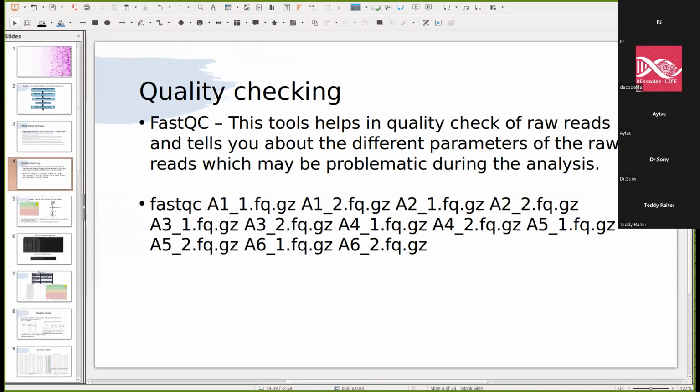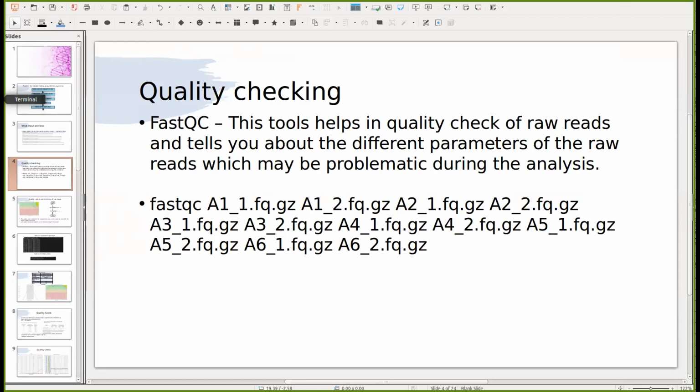Yeah. So now I will first start with this FastQC software. If anyone has installed it, then it's good. If they have not installed it, then I'm showing you how to install it. This is your Linux screen.